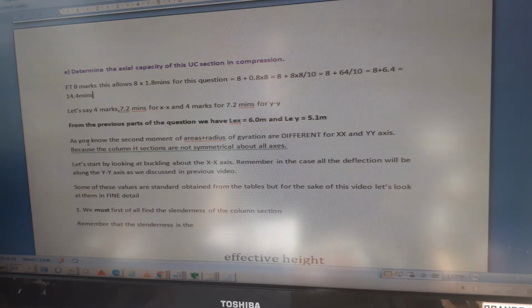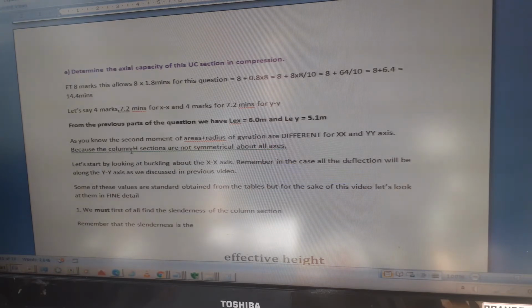We've got the effective lengths. As you know, the second moment of area and the radius of gyration are different for the x-axis and y-axis because column H sections are not doubly symmetric, so they're not symmetrical. They are symmetrical about 1 axis each, but not doubly symmetrical like a box section is symmetrical about 2 axes.